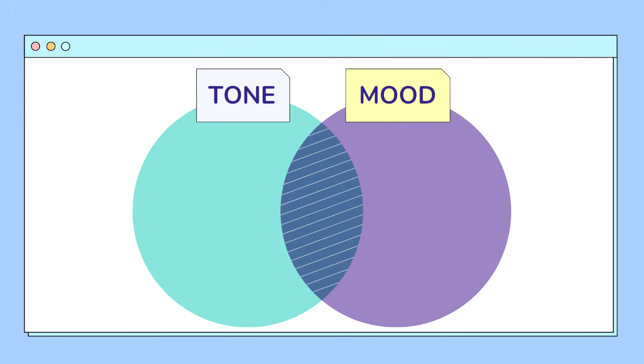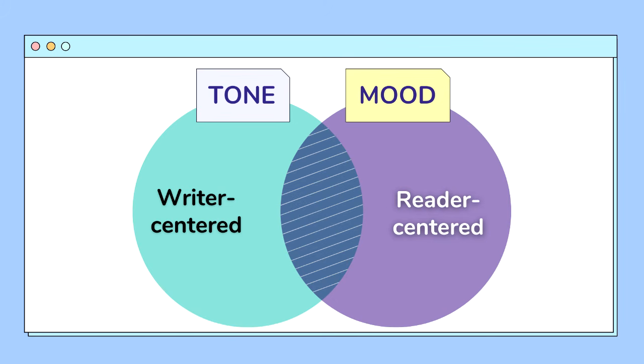But what is the difference between tone and mood? Tone is writer-centered. It is the attitude a writer takes towards the subject or the reader. Mood is reader-centered. It is influenced by the setting. It is the overall feeling or atmosphere created by a work of literature. But both of them convey an emotion or emotions through words.